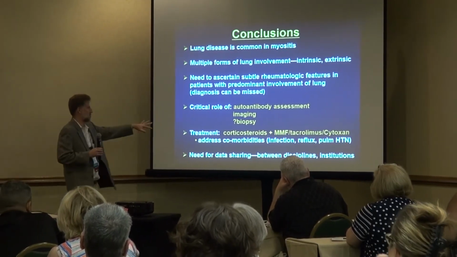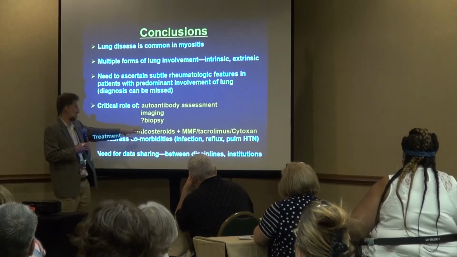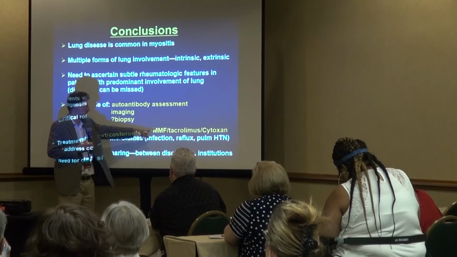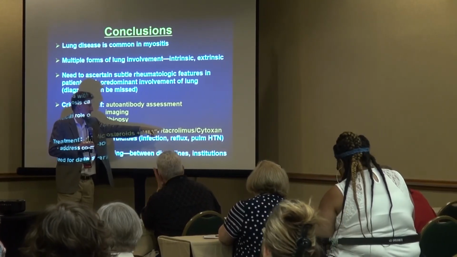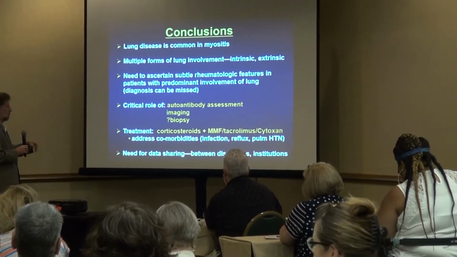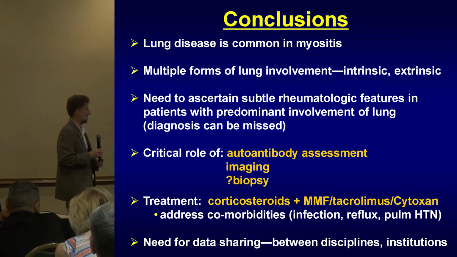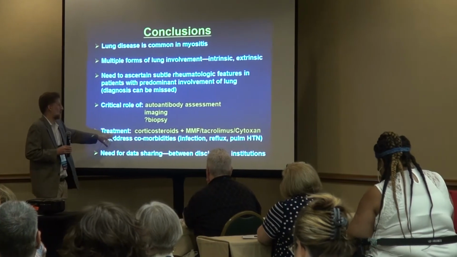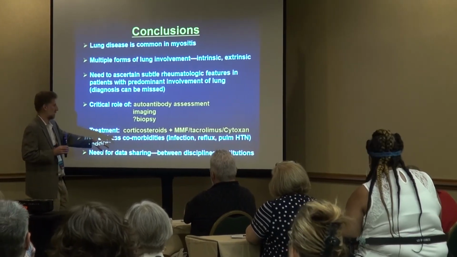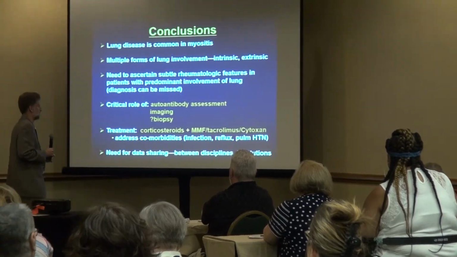This, again, is the summary of the most common treatment regimens, which usually involve a combination of steroids or prednisone and one of the other agents. This is CellCept, mycophenolate, tacrolimus's Prograf, and Cytoxan. Not together, but one of those agents. And as I said, along the way, we really have to look out for comorbidities or factors which are negatively impacting the treatment of the lung, and infections is a big one.